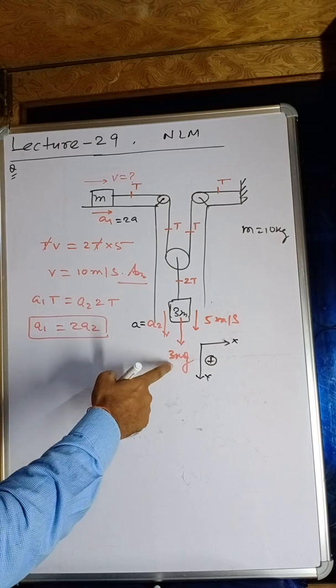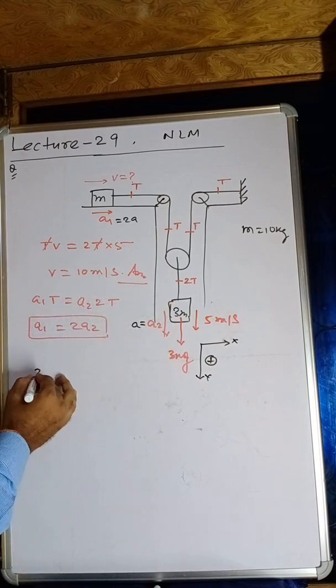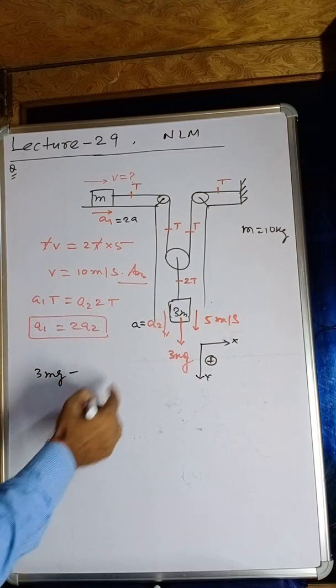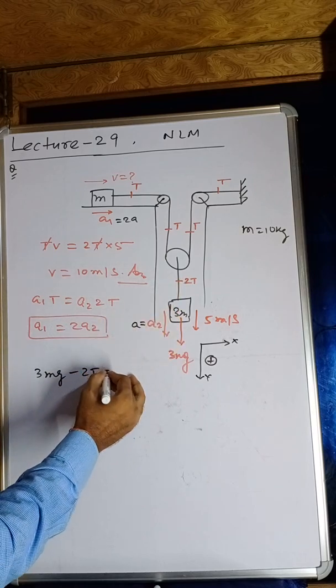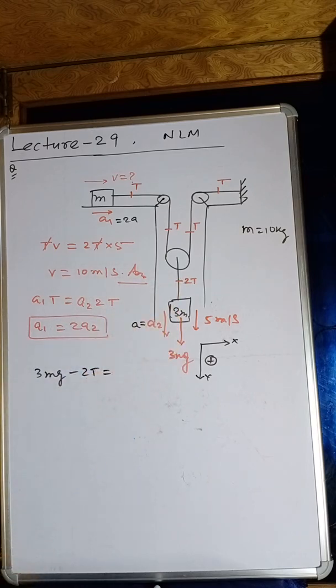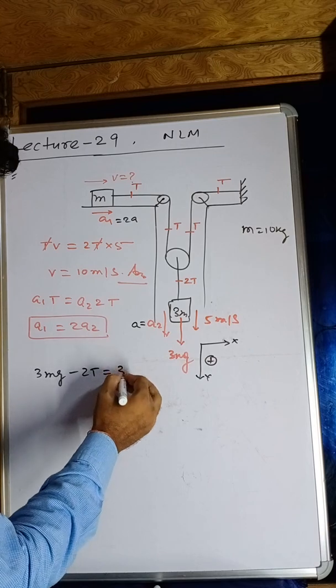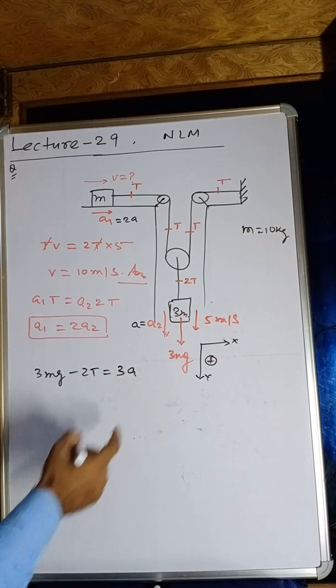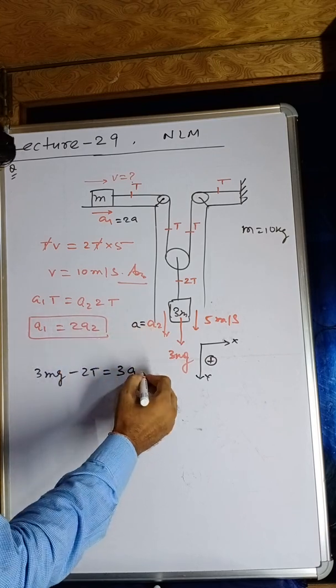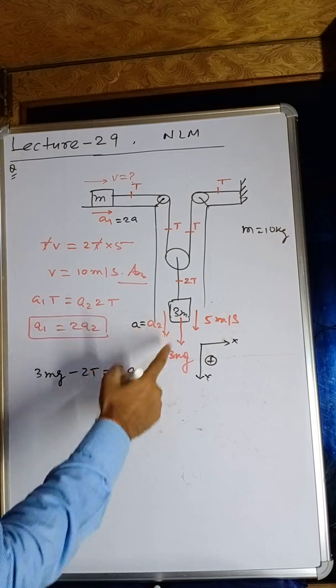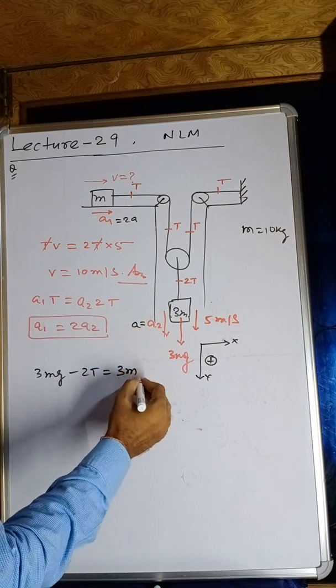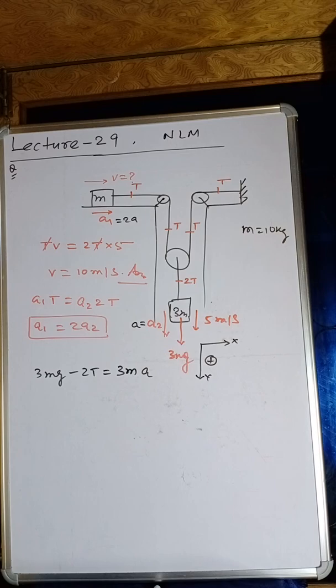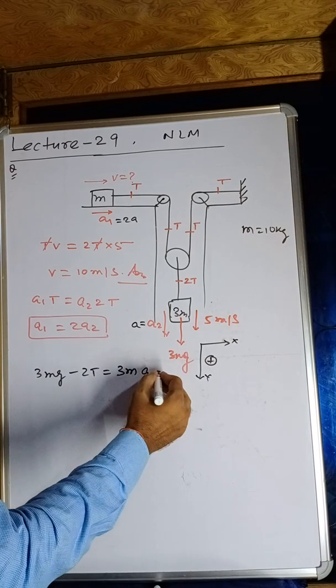Here thrice mg is responsible to move this body. So 3mg minus tension, how much? It is 2T, is equals to, we can write thrice m A. What will be A? A2, which is how much? It is A. Alright, sorry. Here the thrice m acceleration is A. Now this is the equation 1.